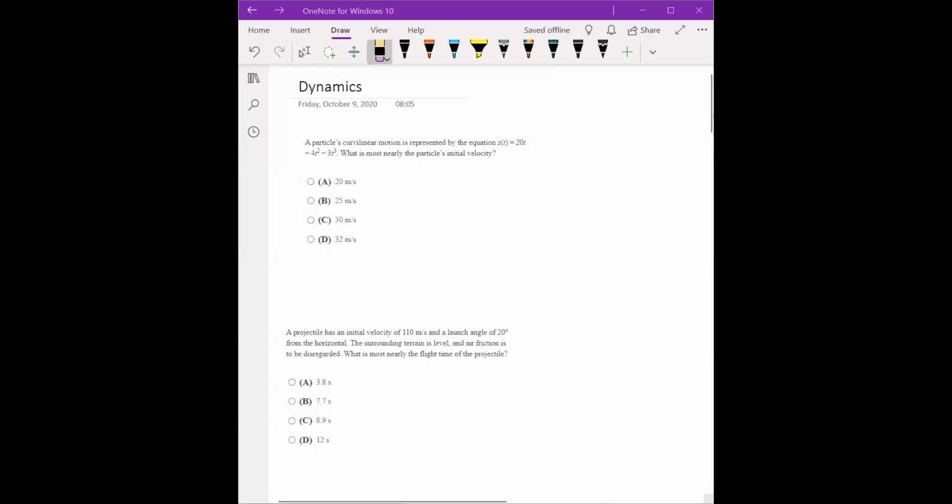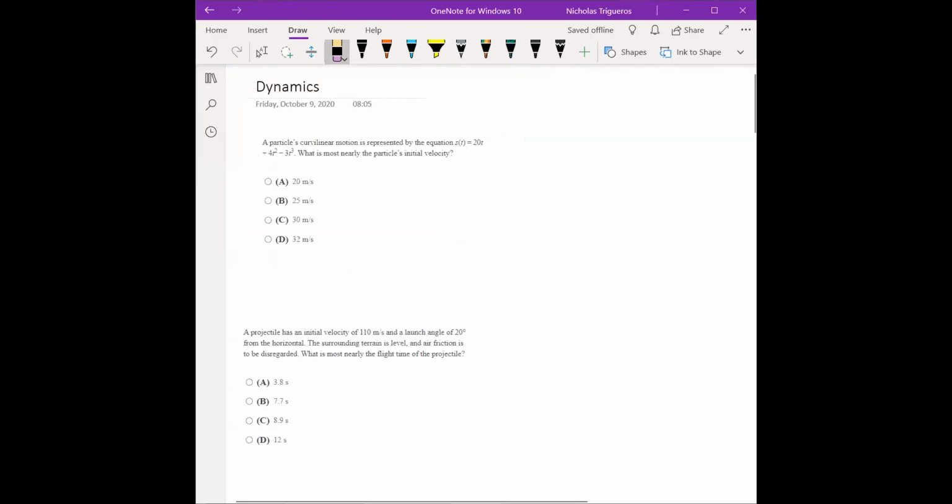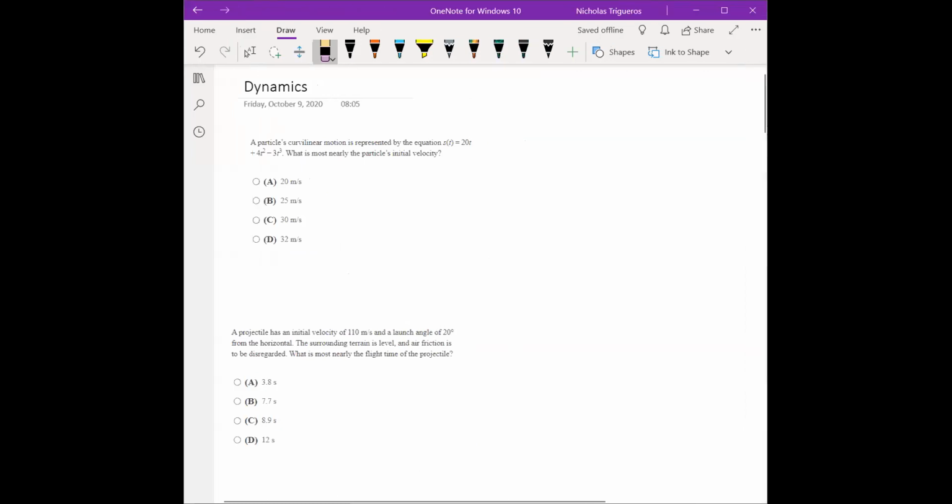Is this visible for everyone? Mm-hmm. Yes. It's large enough. I can make it larger. Does this make it bigger? Yeah, a little bit. Okay, just so I have enough writing room.